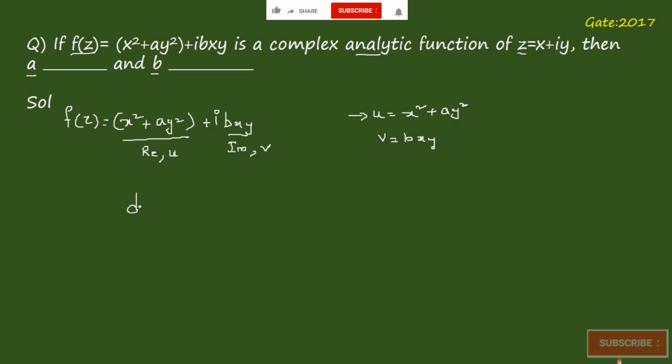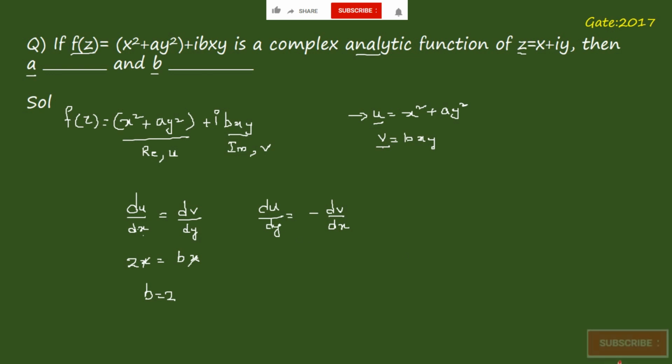When you differentiate u with respect to x, it should be equal to differentiation of v with respect to y. Another one is, when you differentiate u with respect to y, it should be equal to minus differentiation of v with respect to x. That's the condition, right? Now we'll be differentiating u and v. When you differentiate u with respect to x, it becomes 2x, which is equal to, when you differentiate v with respect to y, bx. So here the x's get cancelled, and we got b equal to 2.